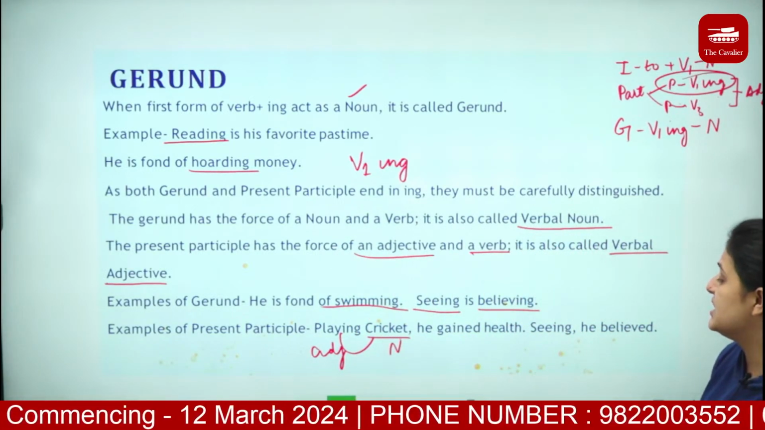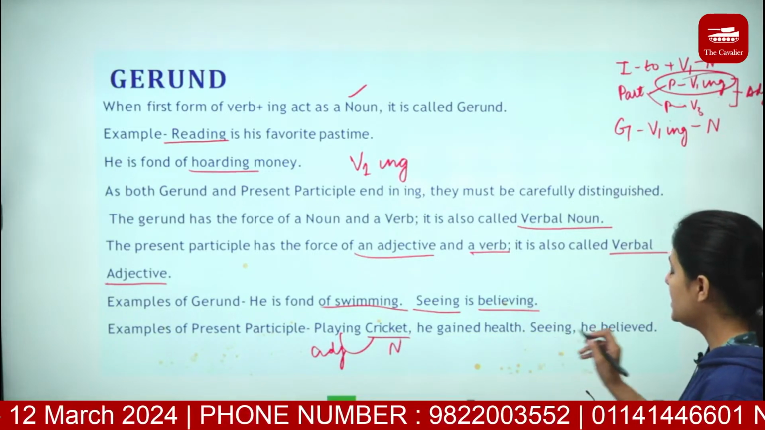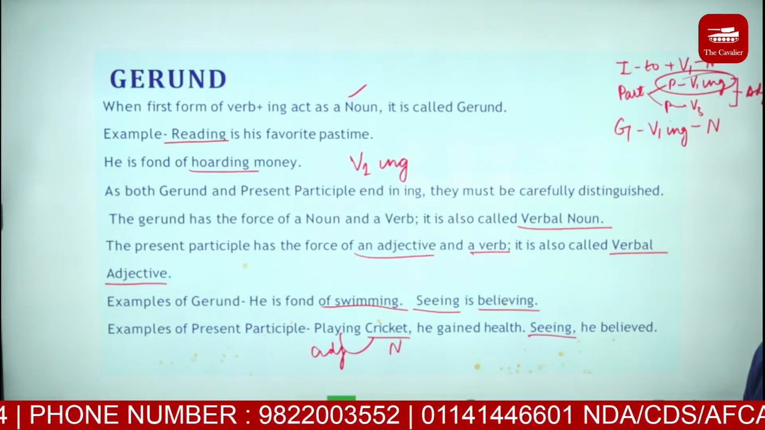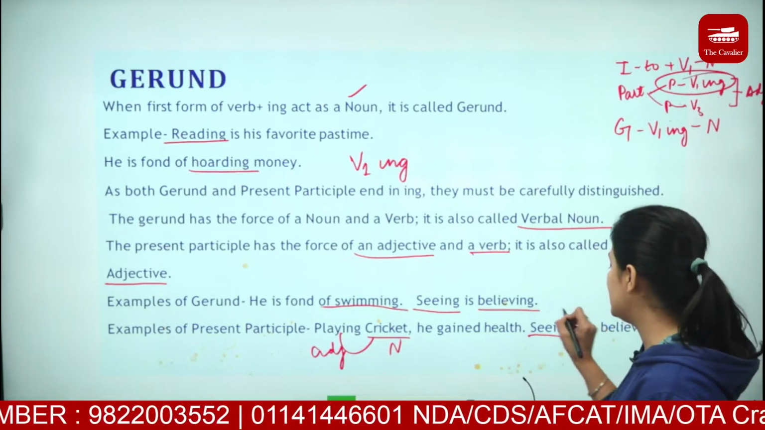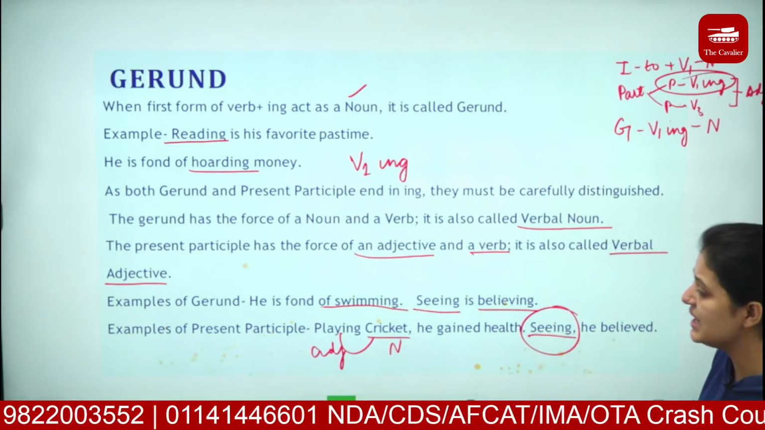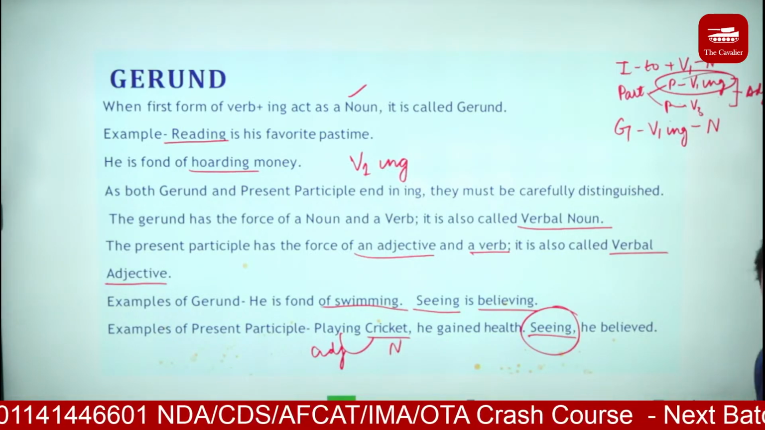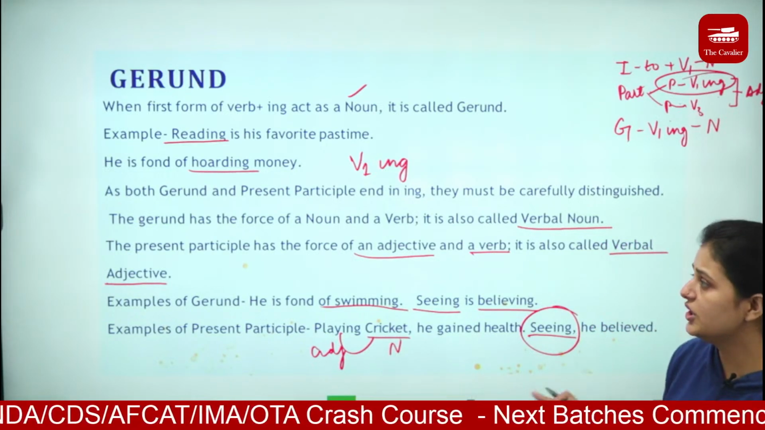Playing cricket he gained health. Next, now seeing is believing, seeing he believed. So here, what is seeing? We are not talking about an activity, I'm not talking about seeing as in देखना, but here seeing is actually acting as an adjective which is describing or qualifying a noun. Clear everyone? Is this clear? Anything to ask here? Jiren.